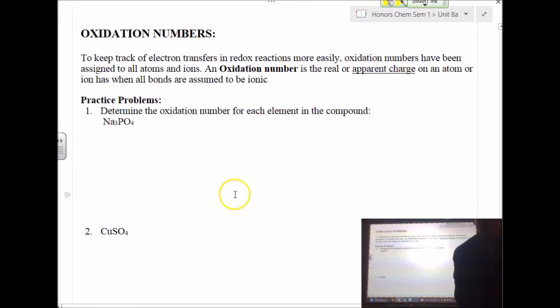All right, oxidation numbers. Okay. Now listen. We only have 10 minutes. Shh, please. We're done with oxidation reduction.